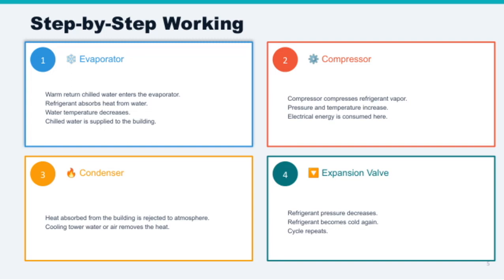Let's walk through the step-by-step process of how this system works. It starts with warm return chilled water entering the evaporator, where the refrigerant absorbs heat and cools the water before it's sent back to the building. Then, the compressor kicks in, compressing the refrigerant vapor and raising its pressure and temperature. This is where electrical energy is used. Next, the condenser releases that heat to the atmosphere, often using cooling tower water or air. Finally, the refrigerant pressure drops through the expansion valve, cooling the refrigerant again, and the cycle repeats.